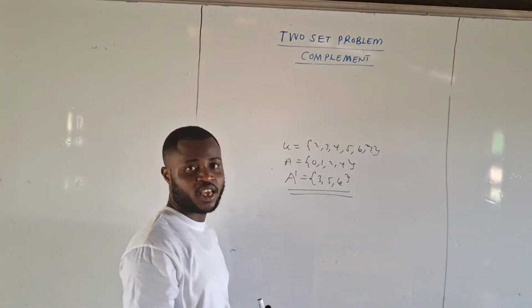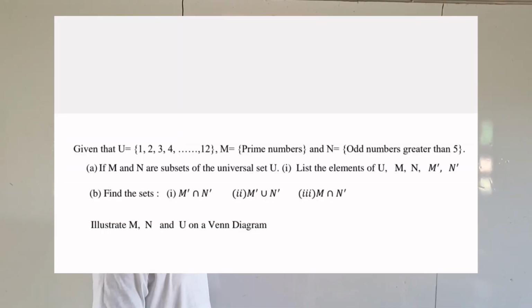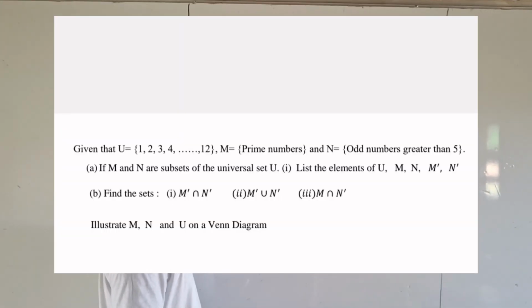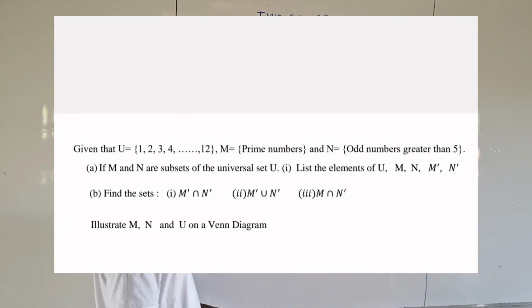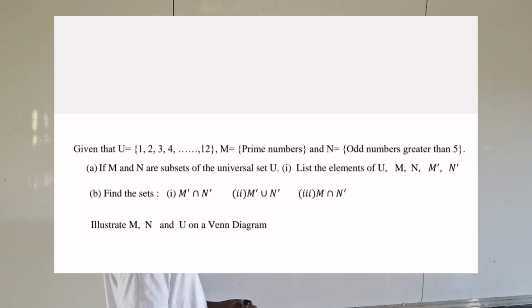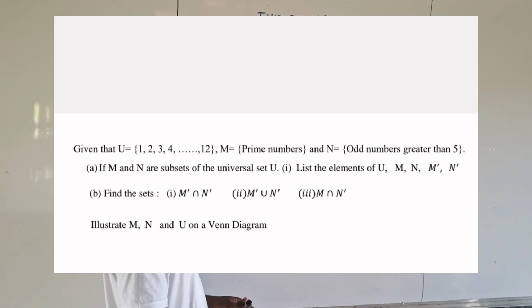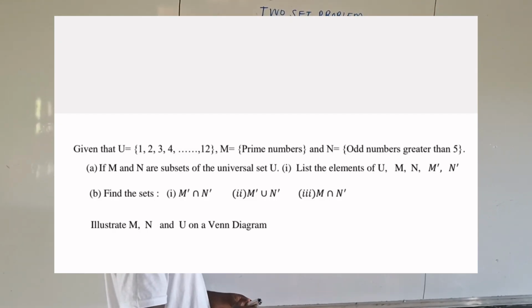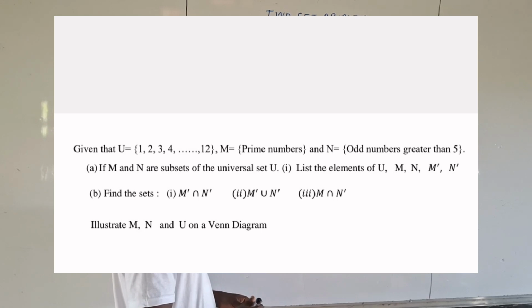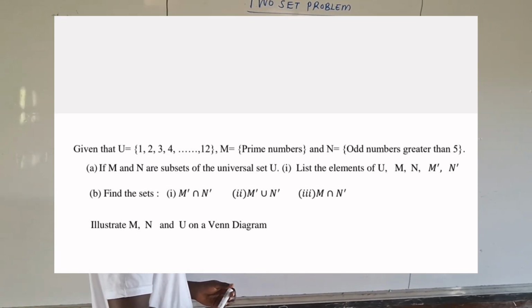So let's quickly take a full question on this complement. As the question is posted on the screen, given that set U is 1, 2, 3, dash, 12, M is equal to prime numbers and N is odd numbers greater than 5. If M and N are subsets of the universal set U, list the elements of U, M, N, M complement and N complement.